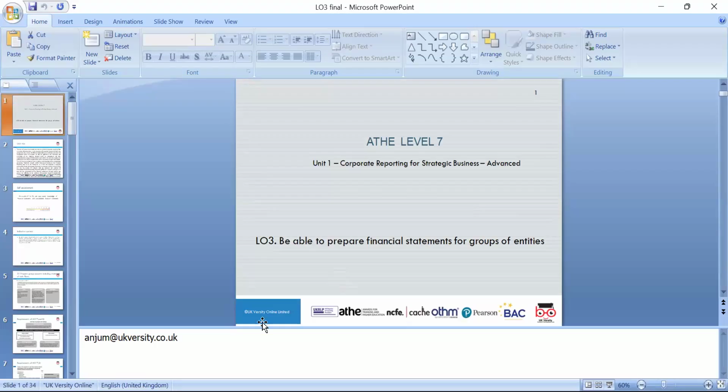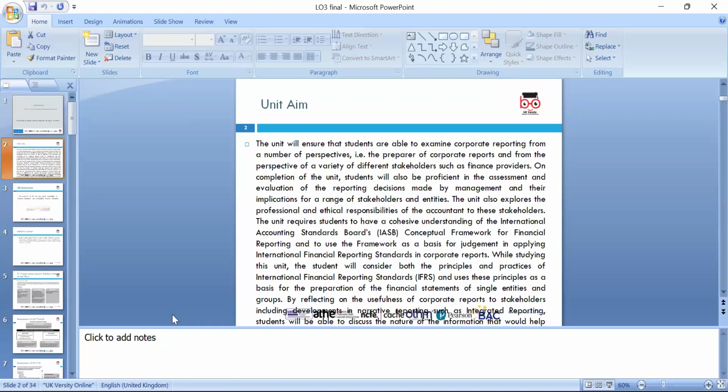Okay, so today's lesson is about being able to prepare the financial statement for a group of entities. I will send you separate handouts for the questions and answers, just for the consolidated financial statement, which we normally use to prepare. You can use those for your assignment purposes as well, and you can embed examples in your writing.